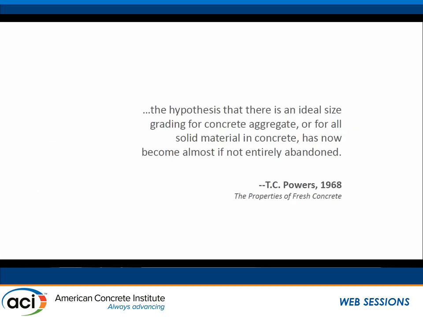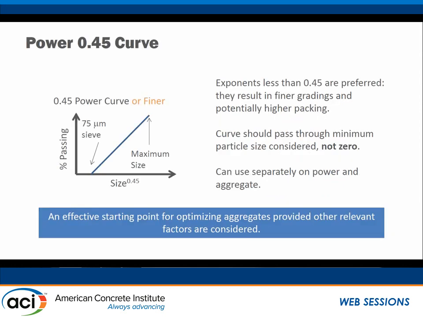But even going back to 1968, here's a quote from T.C. Powers in his book. He says that there is no such thing as an idealized grading for concrete. And basically he suggests that we abandon the search for this. But in reality, we need to have a starting point and recognize that picking a grading depends on packing and a number of things and a number of constraints. And as engineers, we need to optimize within those constraints. So like I said, the Power 45 curve has done well for a lot of people.